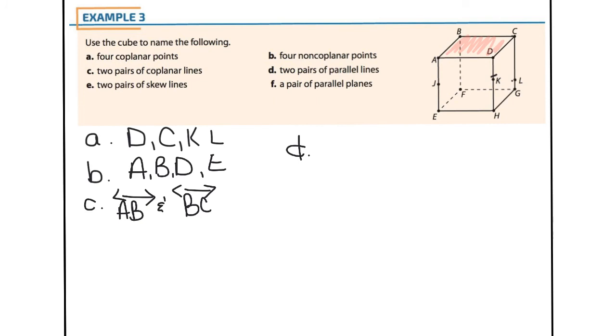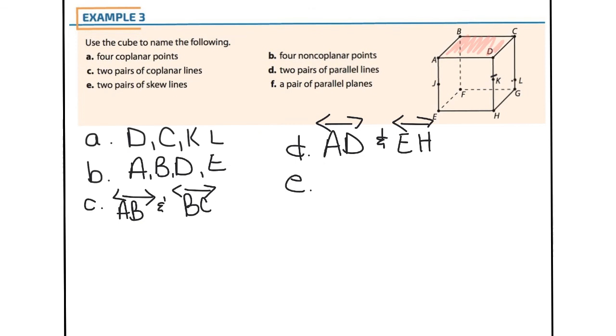D says 2 pairs of parallel lines. Remember, these are 2 lines that will never intersect. They will go on and on and on. There are multiple pairs here we could pick. I'll say line AD and EH. Those are parallel lines. You have a bunch that could have happened. BC and AD, FG and BC.